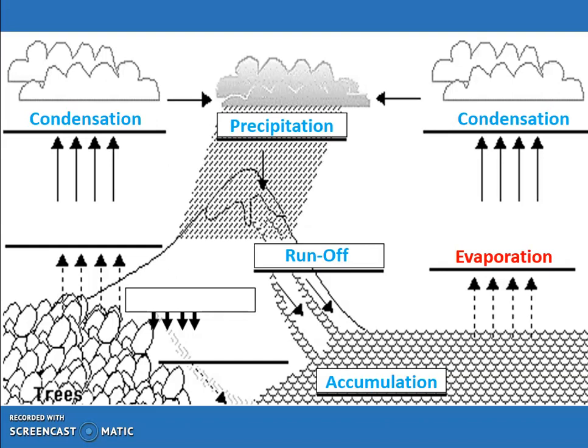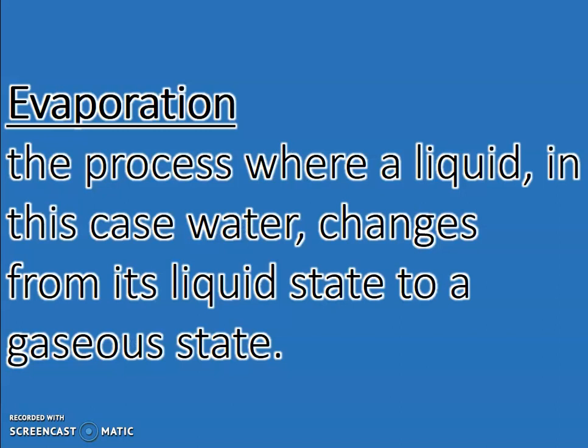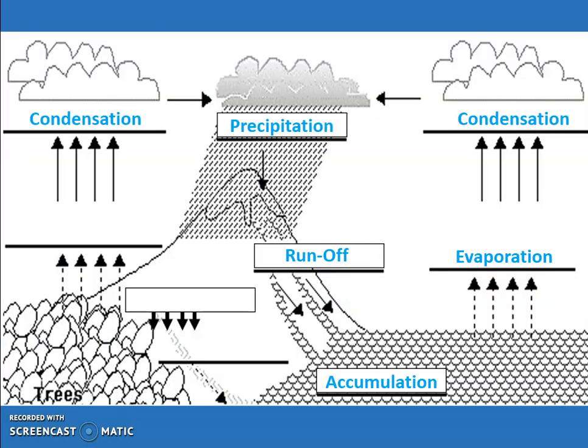So evaporation is the process where a liquid, in this case water, changes from its liquid state to a gaseous state, or it goes from a liquid to a vapor. We previously learned this as vaporization, but evaporation is a subcategory of that, along with boiling. All right, so now we have the right side of the hydrologic cycle completed. So water condenses, falls, runs off, evaporates after it accumulates, and it continues to cycle.